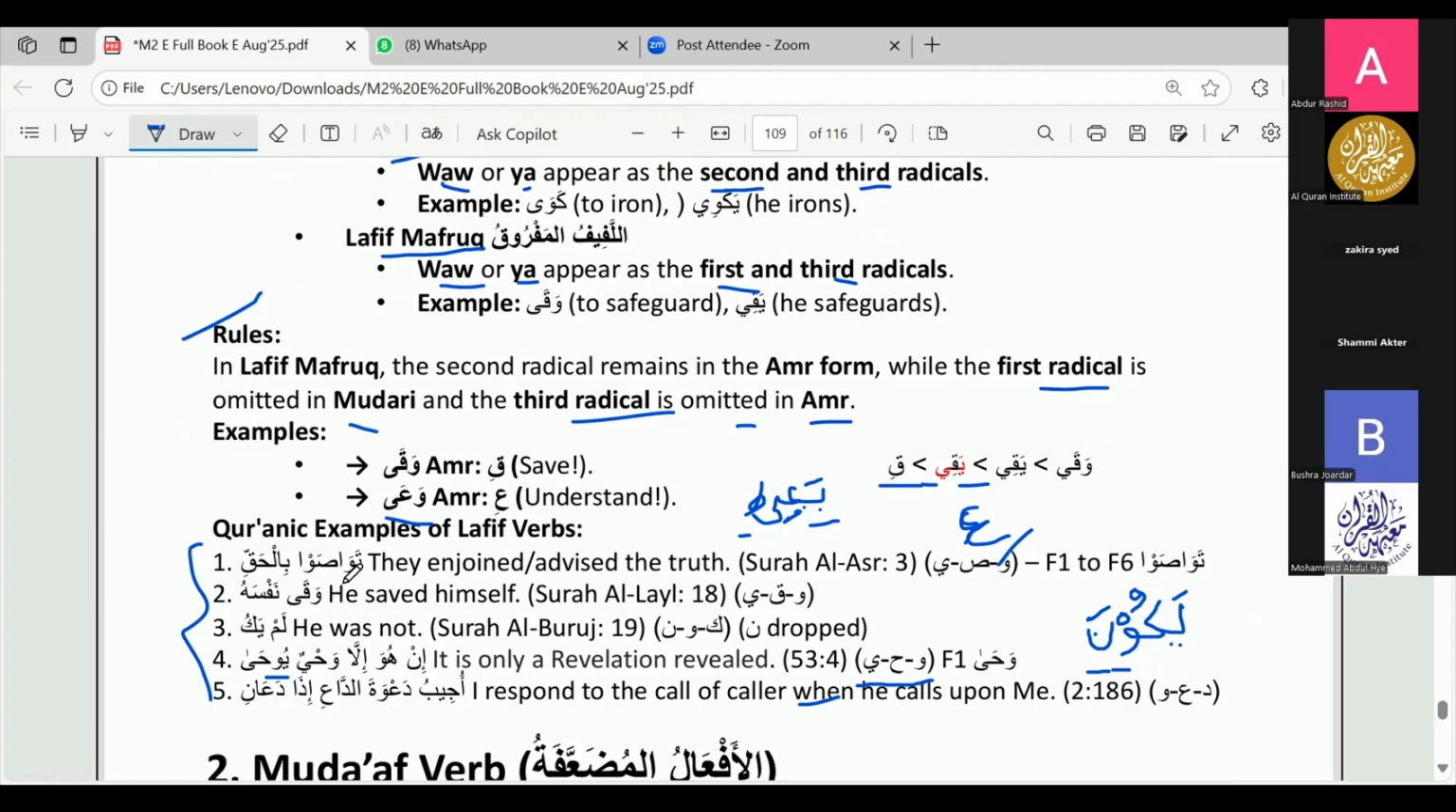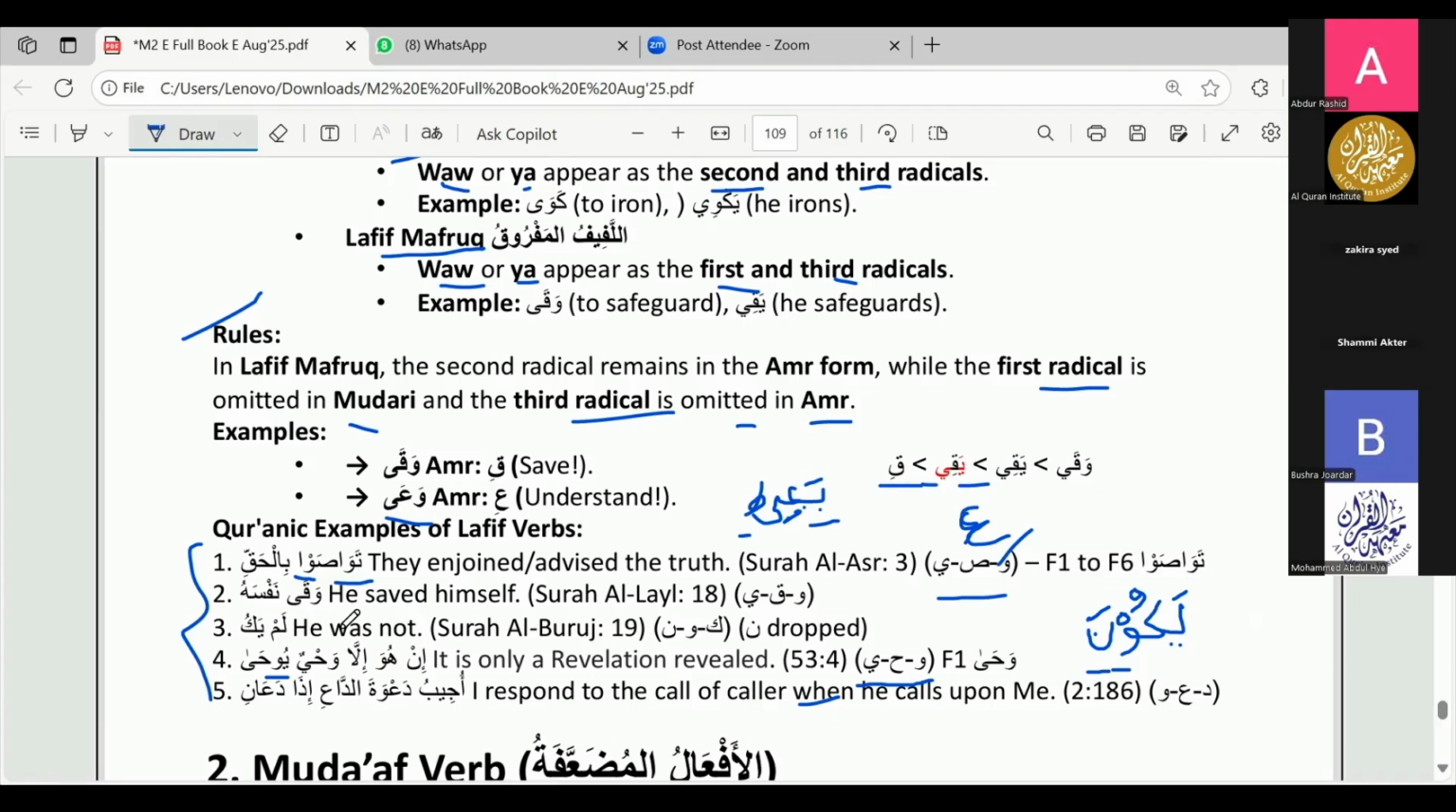So first example here, Auzubillahi minash shaitani rajim, tawasaw bil haqqi, they enjoined or advised the truth. So here, tawasaw, as we can see, this is the weak letter and this is the weak letter. This one is in the first radical and this one is in the third radical. So this is lafif mafruk because they are distant from each other. The root letters are waw, swad, and ya. This is form 1, wasoya, and in form 6, that is tawasaw.